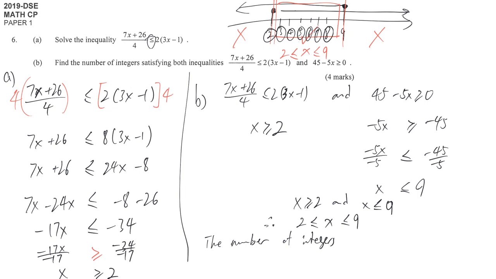And also, you have to think about whether 9 is okay or not. 9 is okay here because we accept the equal case. That's why we have 8 numbers together. It is 8.